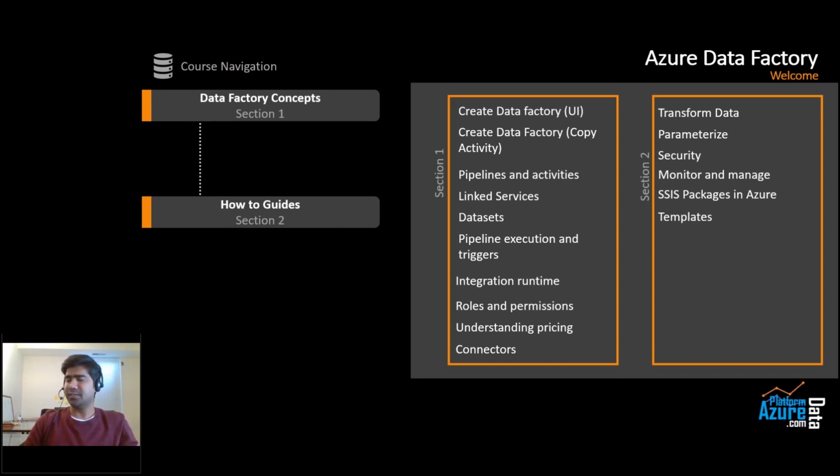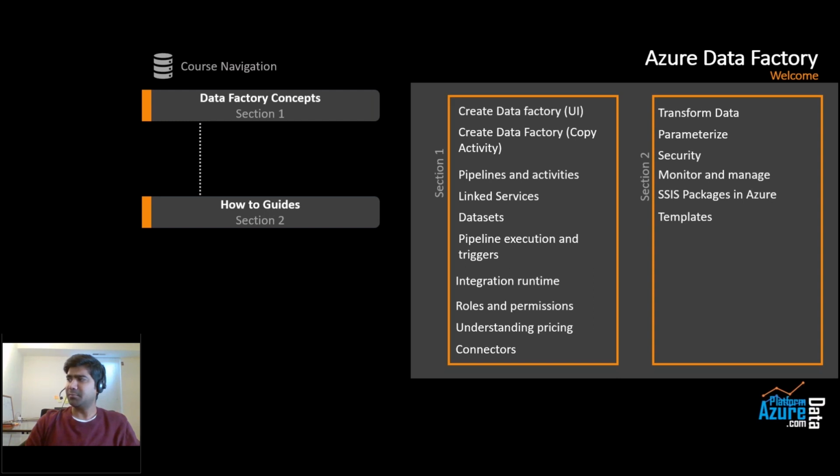Next one will be about data sets, then pipeline executions and triggers, that once you have created your linked services, once you have your data set, you have your pipeline, then how you are going to execute it. Then there is something called integration runtime. If any of you are aware of this, it's good. If not, I'm going to cover integration runtime in a detailed way.